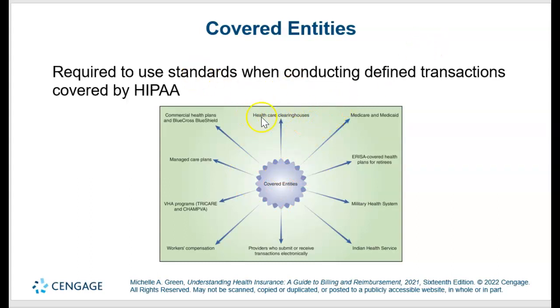So they wait in the clearinghouse at a physician's office, and let's say on Saturday, that clearinghouse releases all those claims to Blue Cross Blue Shield, Medicare, Medicaid, TRICARE, HMOs. They distribute them. Covered entities include Medicare and Medicaid, and we also have plans for retirees, the military health system, Indian Health Service, people who submit or receive transactions electronically, workers' comp, TRICARE, CHAMPVA, managed care plans, and your commercial health plans. These are all covered by HIPAA.